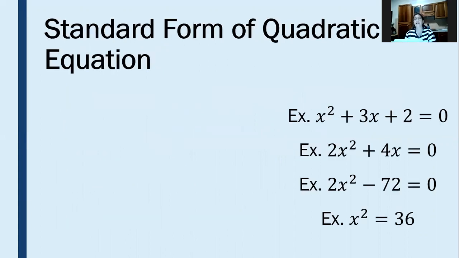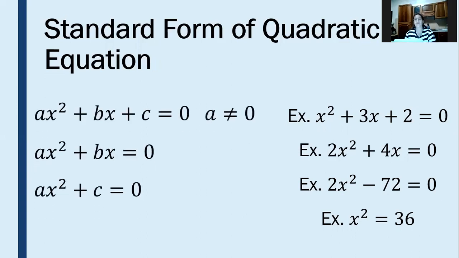Let us first review the standard form of a quadratic equation. The standard form is written as ax squared plus bx plus c is equal to 0, where a should not equal 0. A is the numerical coefficient of x squared, known as the quadratic term. Bx is the linear term, and b is the numerical coefficient of x. And c is the constant number.